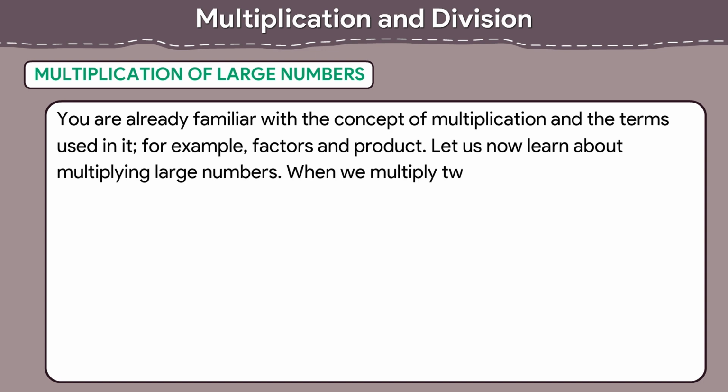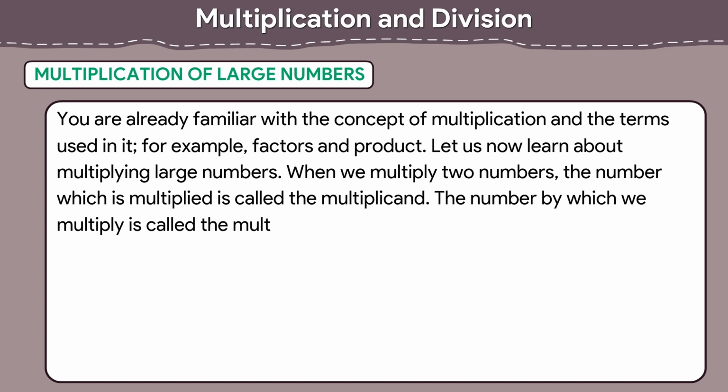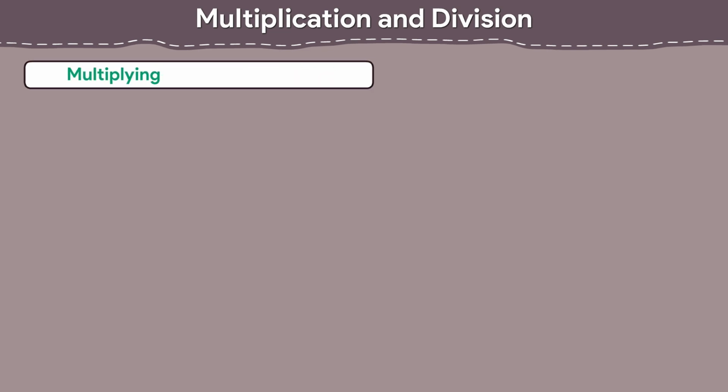When we multiply two numbers, the number which is multiplied is called the multiplicand. The number by which we multiply is called the multiplier. The answer is called the product. For example, multiplying by a two-digit number.